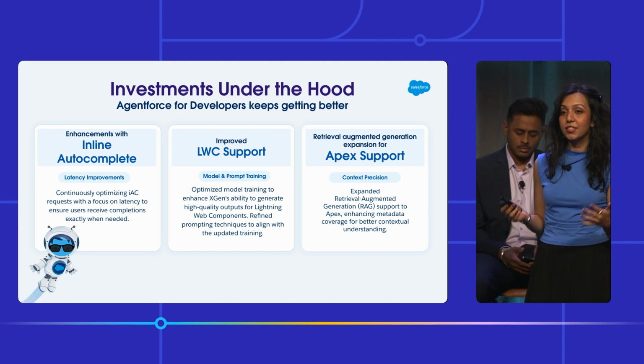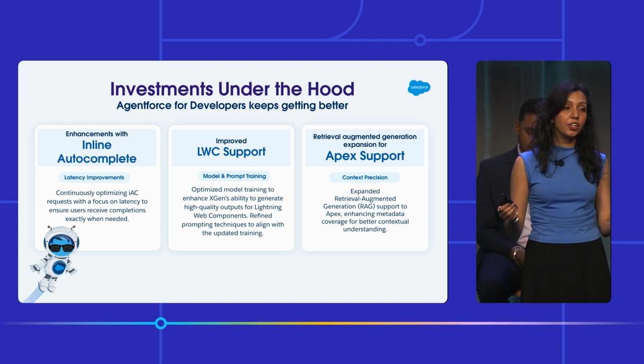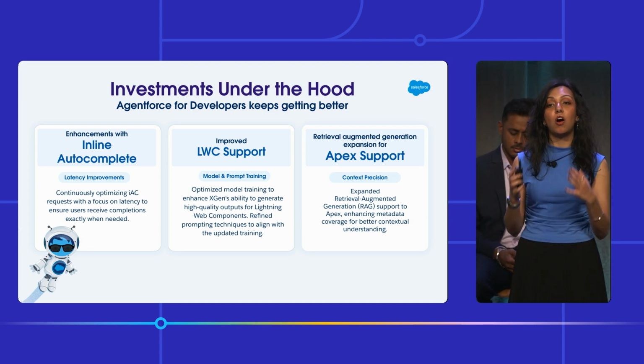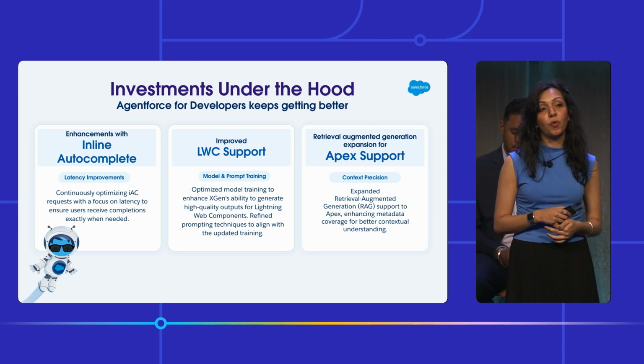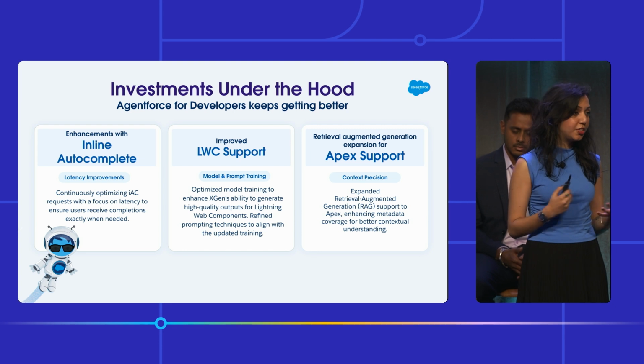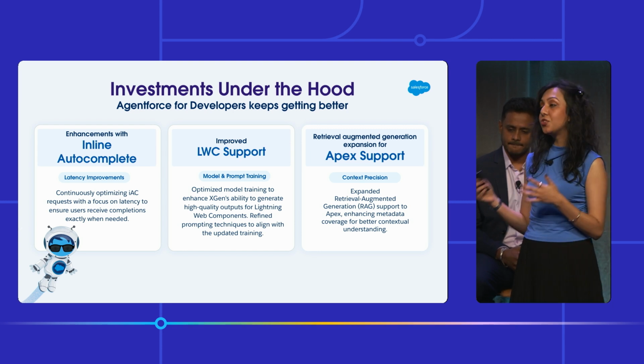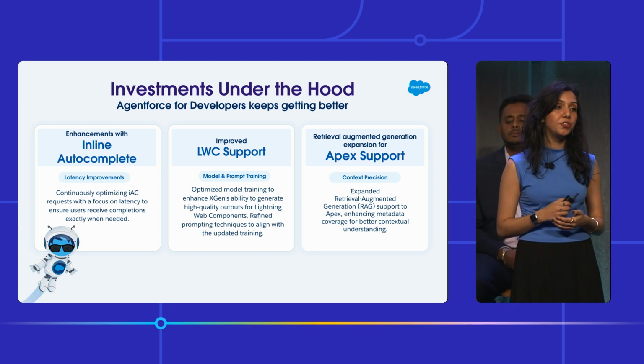And last but not least, as we all know, any of your generations are really only as good as the context that they have access to. And so with that, we've continued to work on RAG, or Retrieval Augmented Generation, for Apex, and we'll soon be expanding this to include LWC as well.